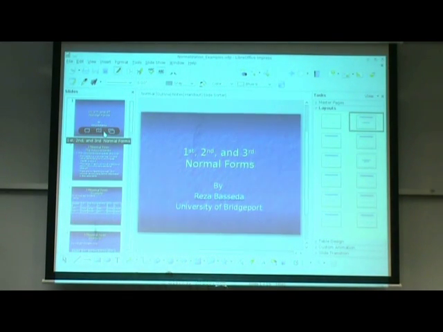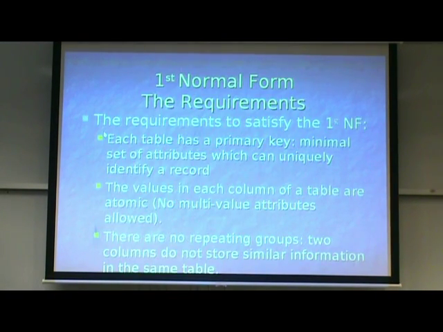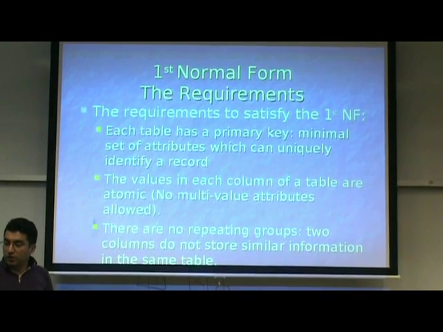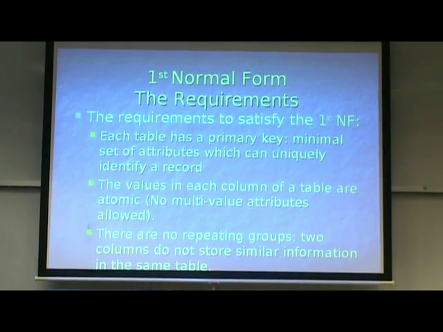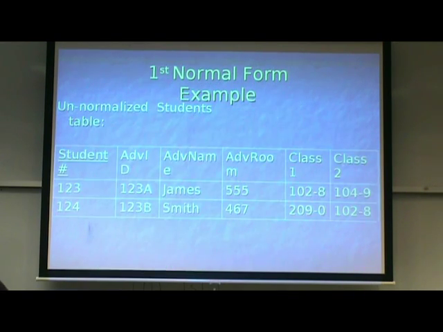So this presentation has better examples. I'm using this presentation. To remind you, the first normal form requirement is that each table has a primary key, a minimum set of attributes which can uniquely identify each record. The values in each column of a table are atomic, and they cannot be divided.